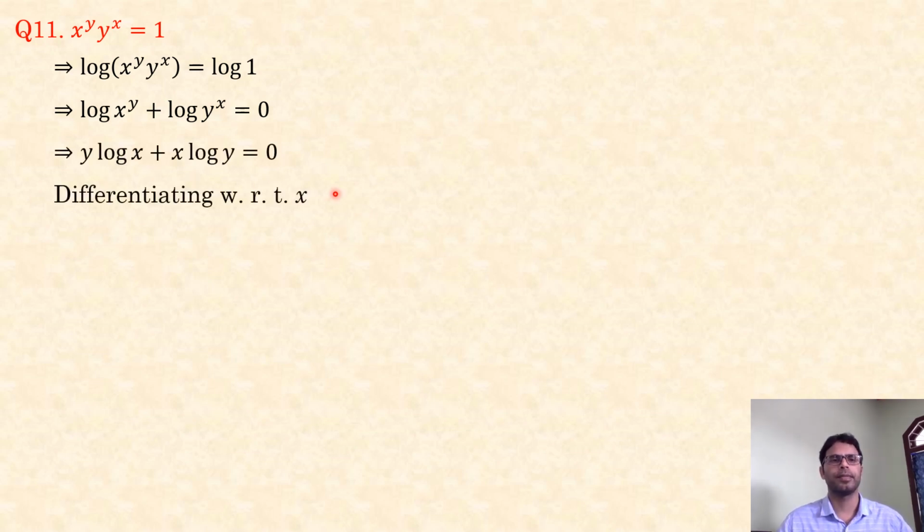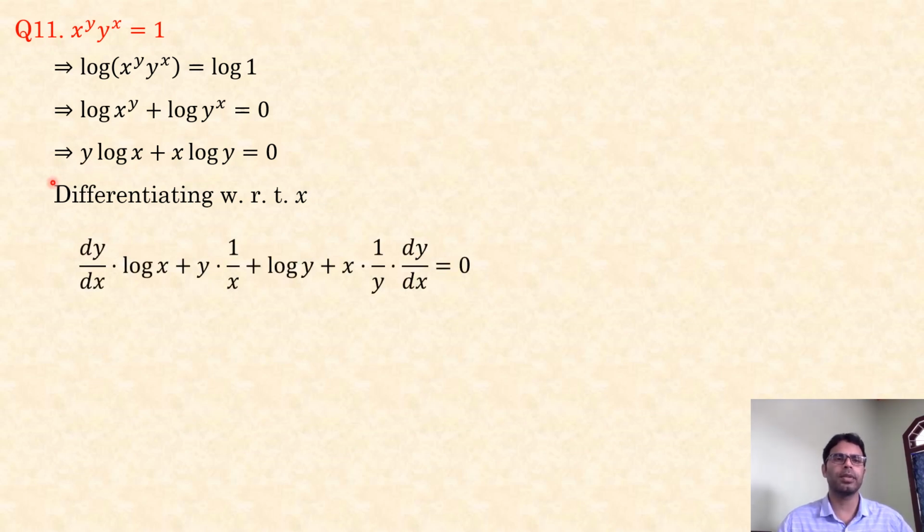Now differentiate. So differentiating with respect to x, first we are taking differentiation of y log x. This is a product function, y into log x, so dy dx, the y derivative is dy dx, log x remaining same, plus y remaining same, and the log x derivative is simply 1 by x, plus this one. Come to here. Now the x derivative is 1, log y is remaining same, into x remaining same, the log y derivative is 1 by y, and for y you have to write dy dx. The right hand side is already 0.